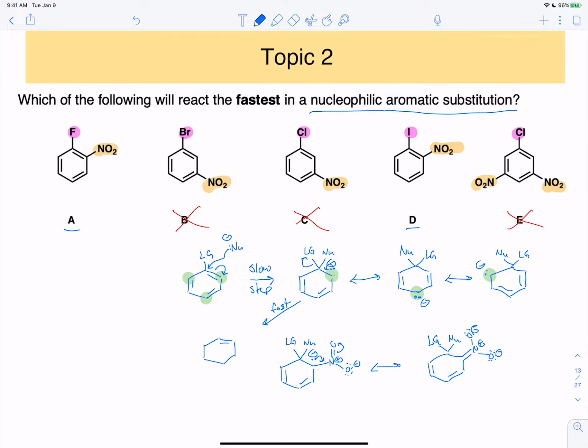Since the slow step ends up being the de-aromatization, or the initial attack of the nucleophile, the most electronegative leaving group ends up accelerating the reaction most. So we're looking for what's fastest. We have fluorine that is much more electronegative than iodine. It will end up further polarizing this carbon for attack of a nucleophile. It has the nitro group in the ortho position that will further stabilize that intermediate. So A ends up being our best option for nucleophilic aromatic substitution.